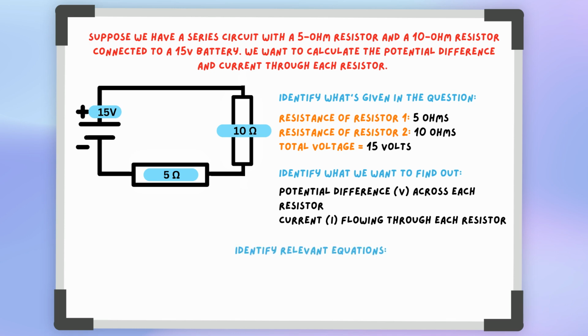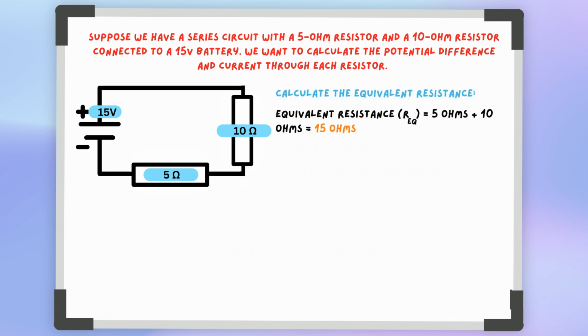Now identify the relevant equations, which are current equals voltage over resistance, and equivalent resistance equals the sum of resistances. We calculate the equivalent resistance, so equivalent resistance equals 5 ohms plus 10 ohms, equaling 15 ohms.